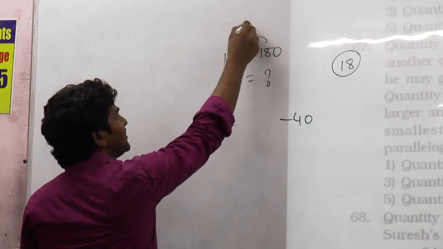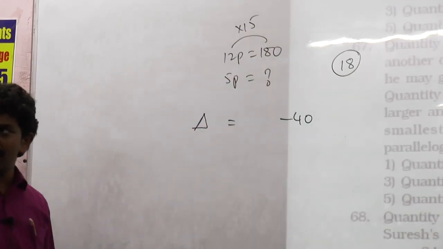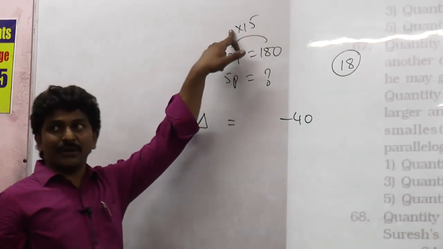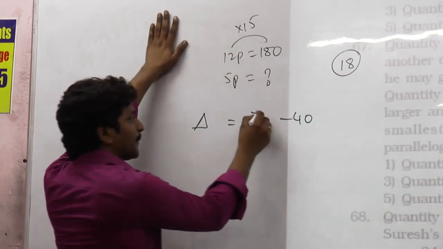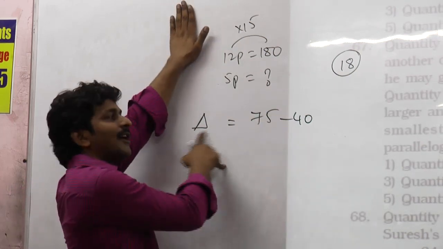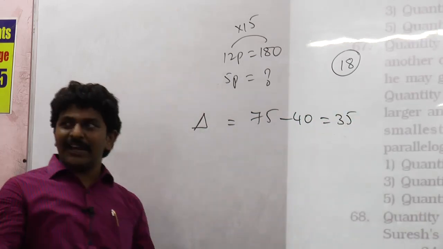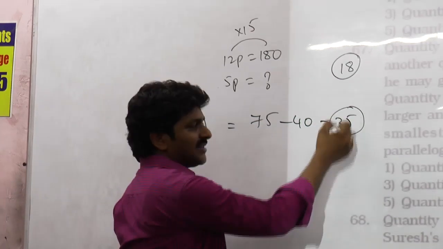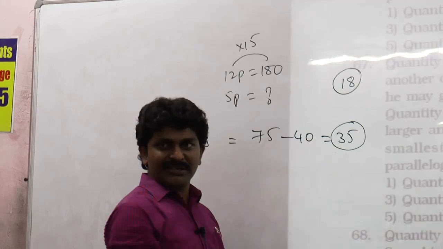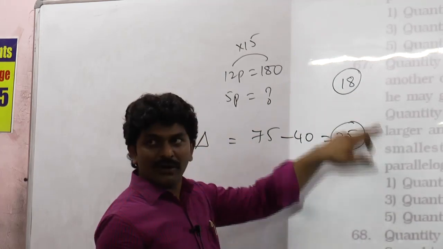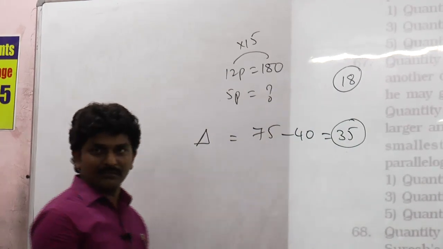If 12 parts is equal to 180, 5 parts is equal to how much? This is 15 times, yes or no? 5 parts becomes 5 into 15, 75. The smaller angle of the triangle is 35. The second largest will definitely be more than 35. So quantity 2 is more than 35. Quantity 2 is more than quantity 1.